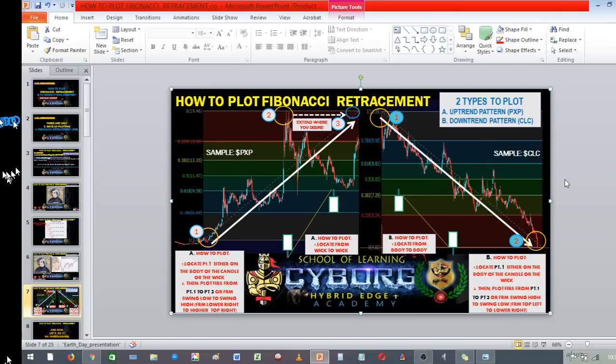Likewise, for a downtrend pattern, you locate the first Fibonacci point from the top left of your stock, called point 1, going down to point 2 at the bottom right of your stock candle. And there are two ways to plot a Fibonacci. It can be from wick to wick, or it can be from body to body.